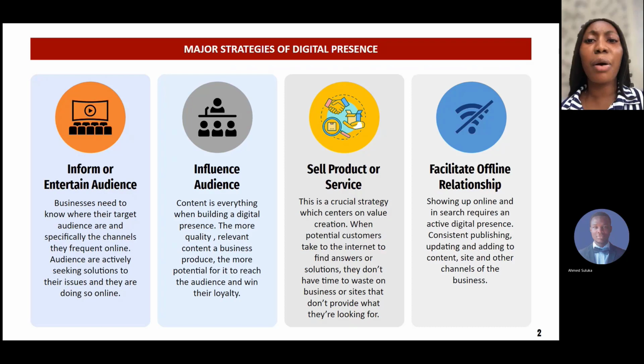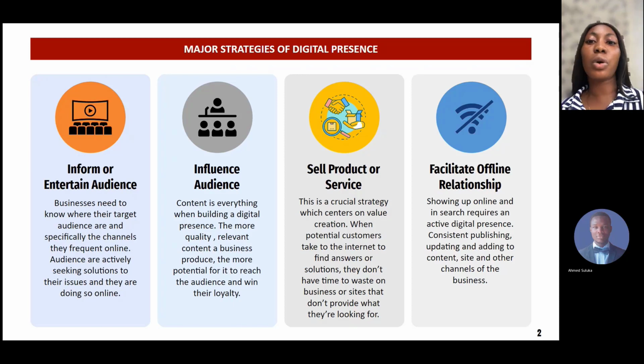Now, another strategy we have to look at is influencing the audience. We use digital presence to influence audience. Content is everything when building a digital presence. The more quality, relevant content a business produces, the more potential for it to reach the audience and win their loyalty. That's talking about influencing your audience. You need to send things that are educating, entertaining and informing, so that when they get there, they'll see something attractive, because most customers go into a digital presence to see how it can solve most of their problems.